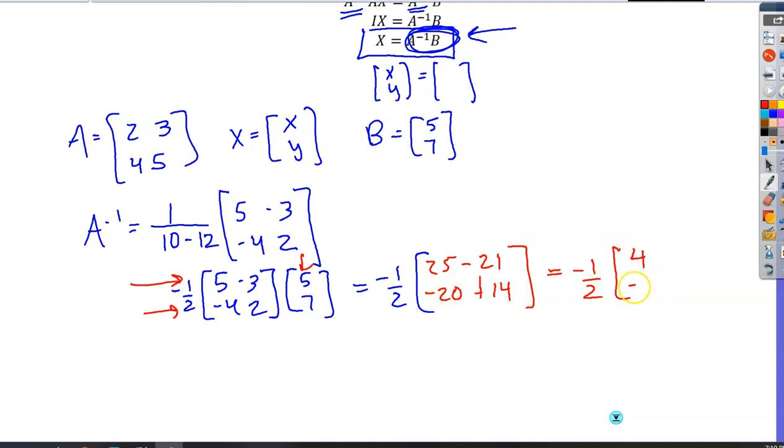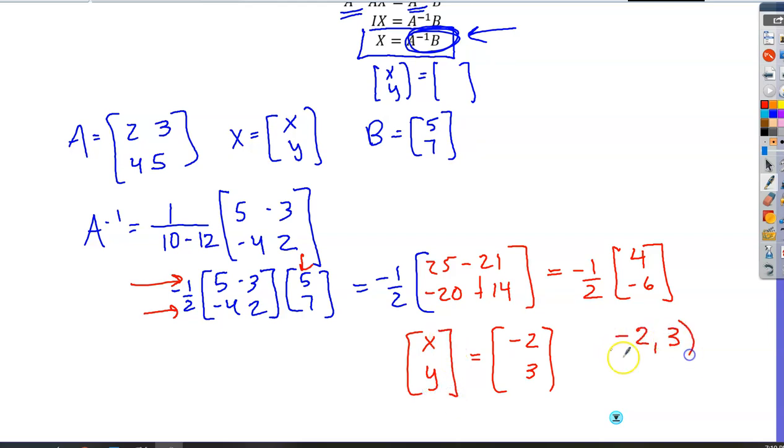So I've got negative 1/2 out front, and I've got 4 and negative 6, but I have to multiply them both by negative 1/2. So that gives me negative 2 and 3. Remember, this is the X matrix, and the X matrix was corresponding to XY. So that means your solution is negative 2, 3. Now again, that might seem like overkill, but when it's a 3 by 3 scenario, it's not as crazy.